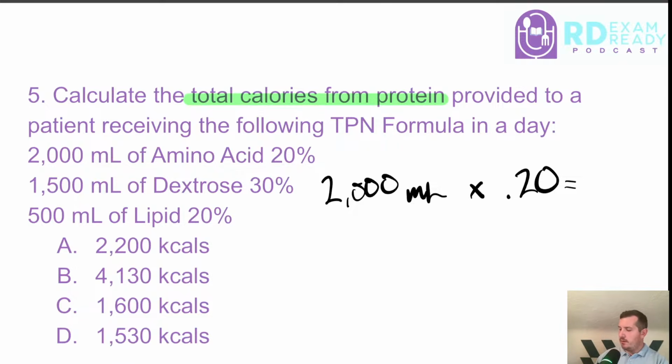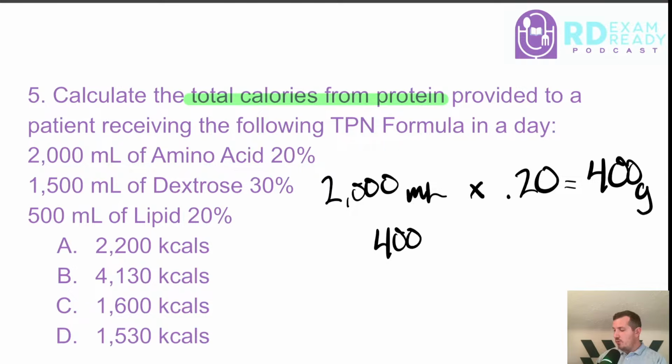Now I don't have a calculator in front of me, but I think I can figure this out. If I did 2,000 times 0.10, that's 200, so 2,000 times 0.20, this would be 400 grams. So this would be 400 grams of amino acid.